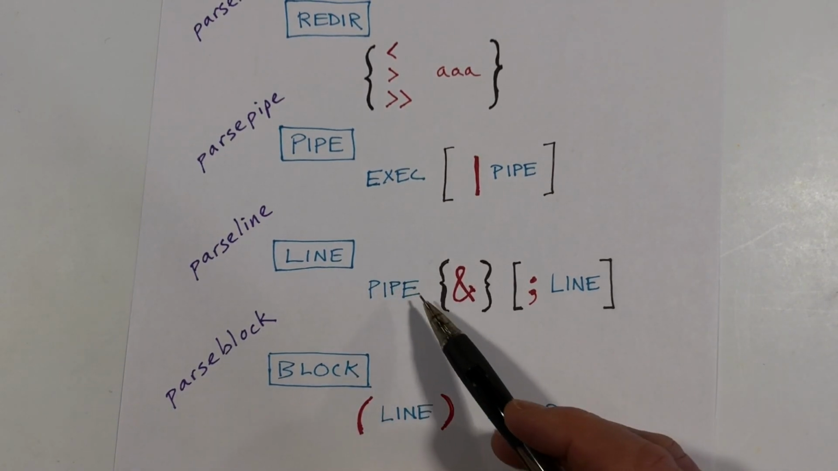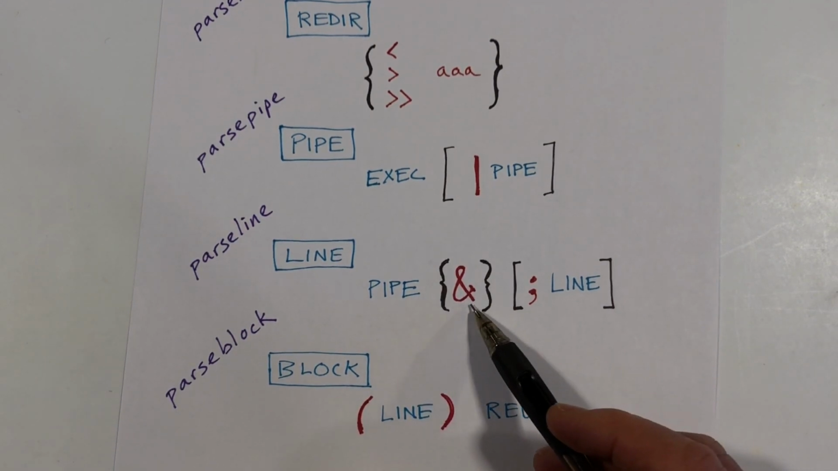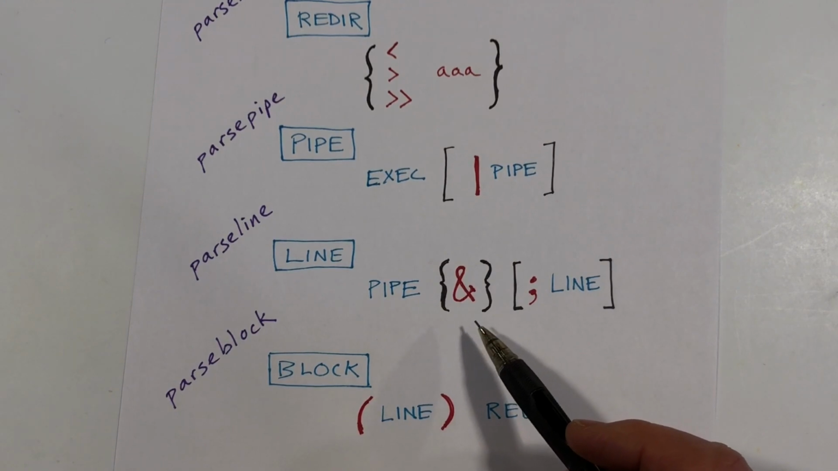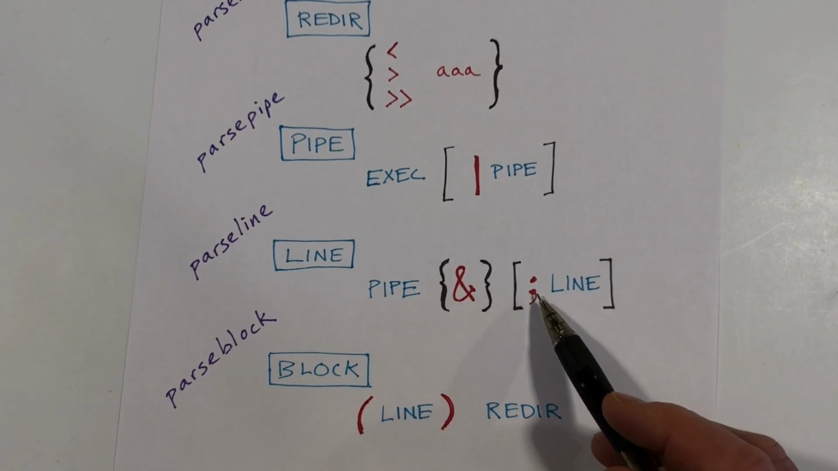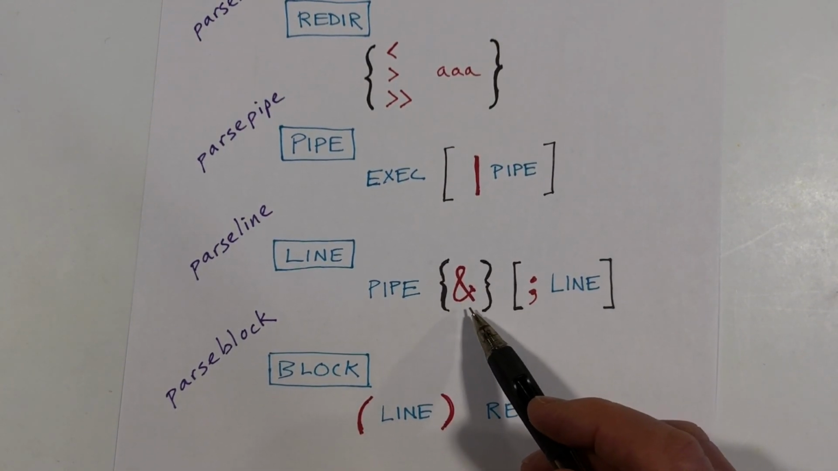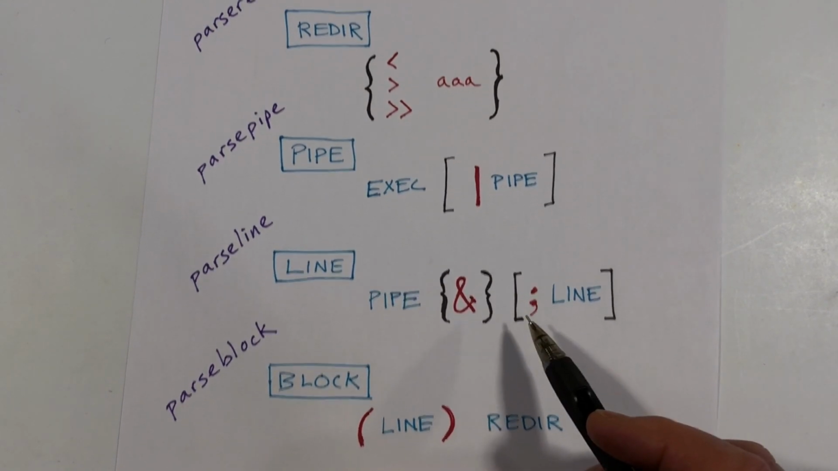A line will be parsed by calling parse pipe first, and then we parse 0 or more ampersand characters. The braces used here is a standard notation for indicating 0 or more. And then we optionally parse a line. If there's a semicolon there, we pick it up and call parse line. That is, we call ourselves recursively. So I'm not sure why there's 0 or more ampersands here. It seems to me it ought to be just either 1 ampersand or none. But in any case, that's the grammar that this thing parses.